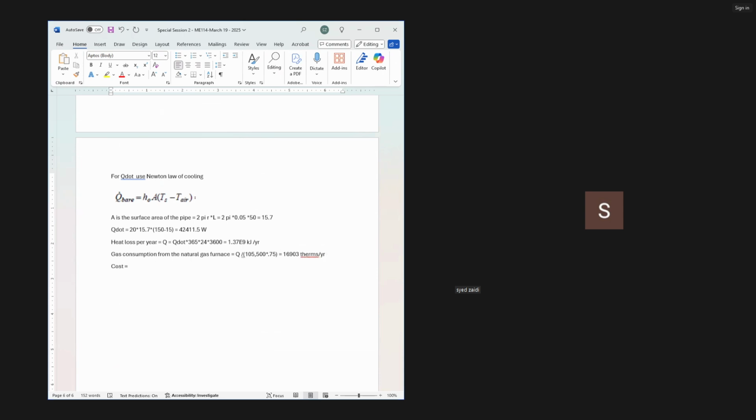And now the cost can be given. The cost will be the dollar amount: 16,903 therms multiplied by $0.52. So how much does it become? How many dollars per year? That is the expense of the gas.